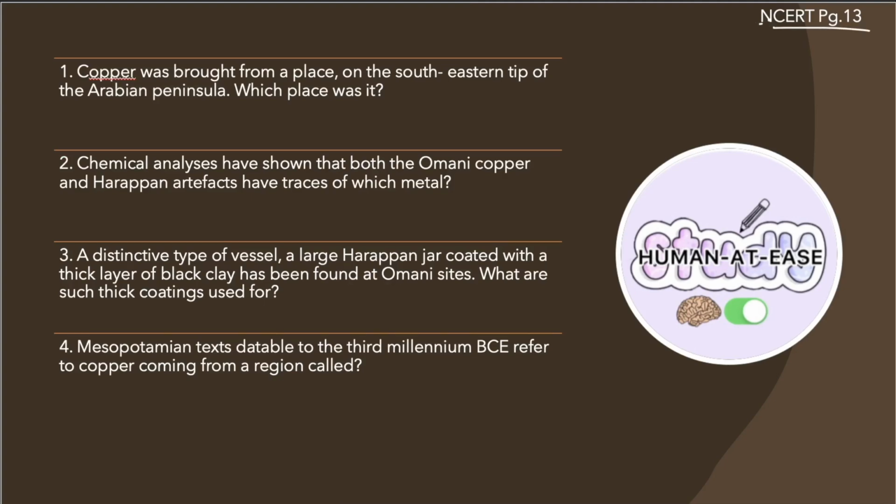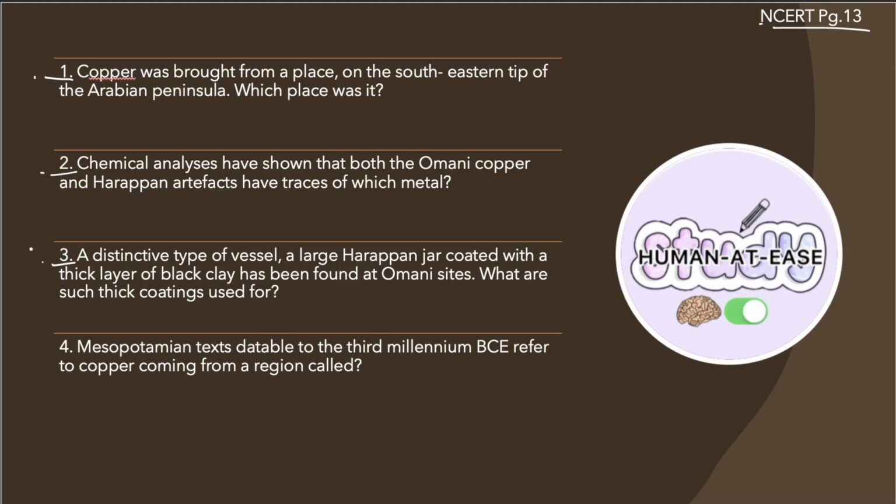NCERT page number 13. Question number 1. Copper was brought from a place on the southeastern tip of the Arabian Peninsula. Which place was it? Question number 2. Chemical analysis has shown that both the Omani copper and Harappan artifacts have traces of which metal?